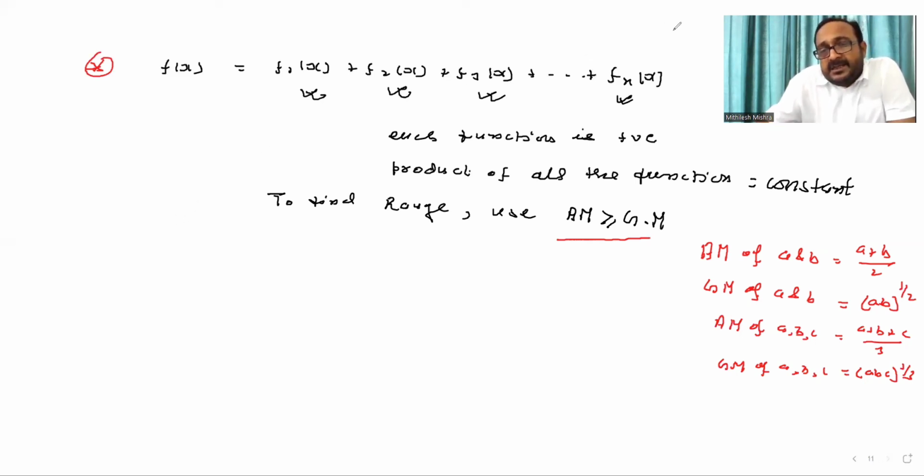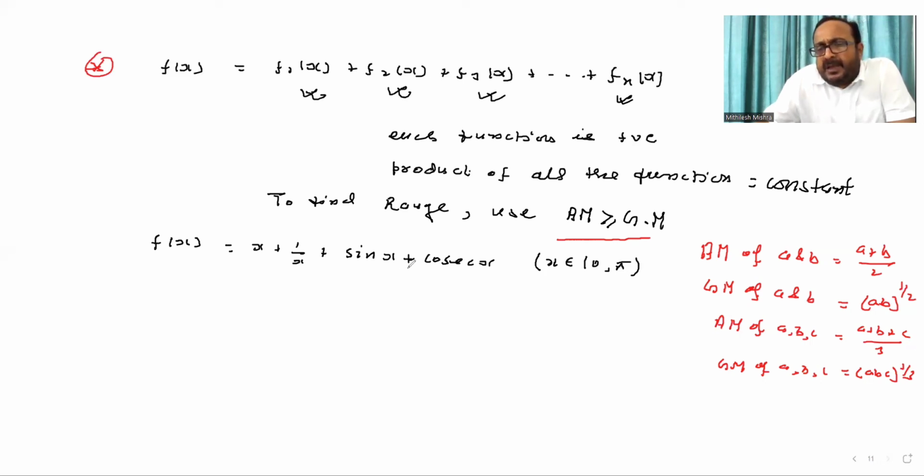Right? See one example. Suppose f(x) is given as x plus 1 by x plus sin x plus cosec x, right? x is given between 0 and pi. Between 0 and pi, all the terms will be positive, 0 to 3.14. Sine will also be positive. Cosec will also be positive. So each function is positive here.